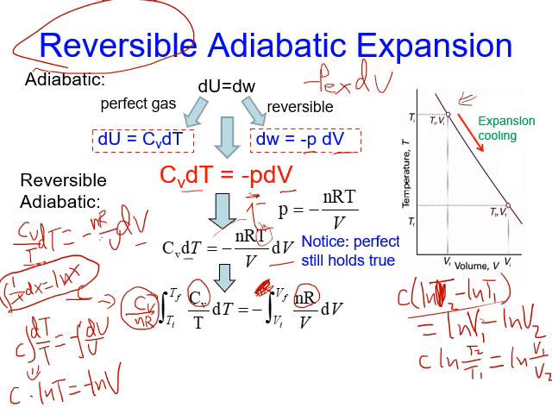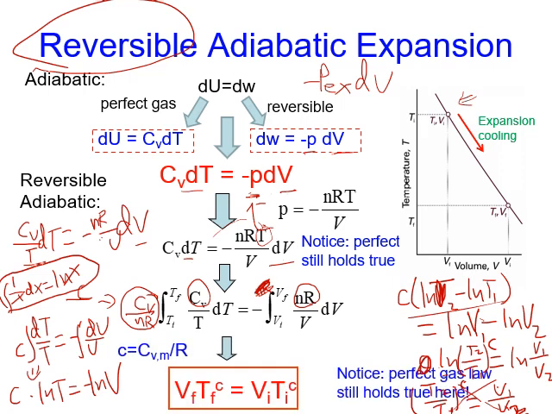Now C times ln can go to the power. So you have (T2/T1) to the C's power equals V1/V2. And if these ratios are the same, then cross multiplication will be the same. So that means V2 times T2 to the C's power equals V1 times T1 to the C's power. So that gives you the final equation like this one.